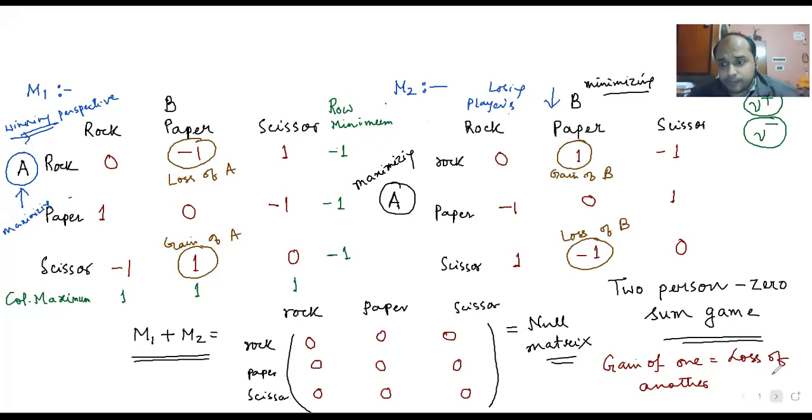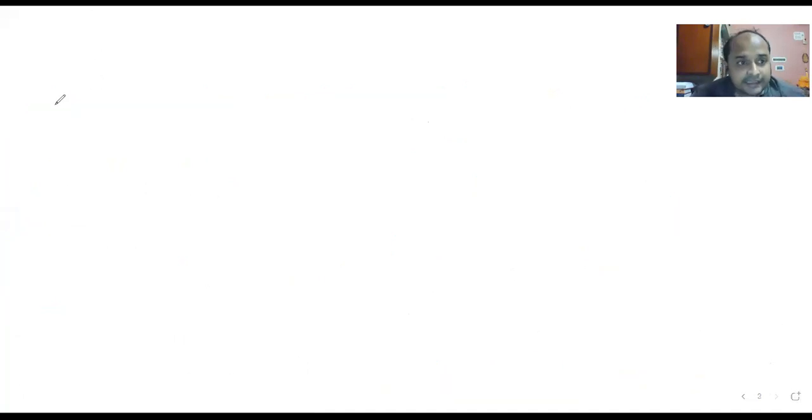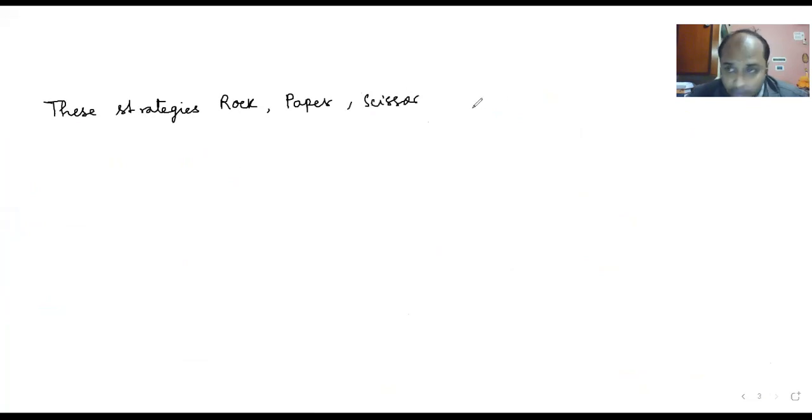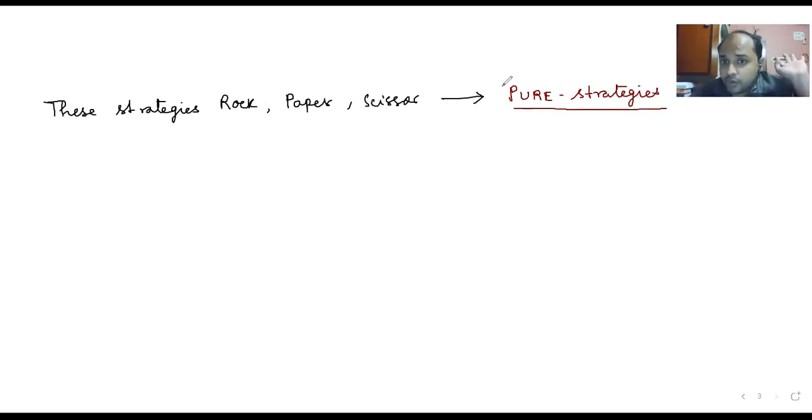And also, that is one important thing you have to keep in mind. These strategies: rock, paper, scissor. According to this chapter, these strategies are called pure strategies. They are called pure strategies. Okay, acha. That is another term which we shall be often using in game theory, pure strategies.